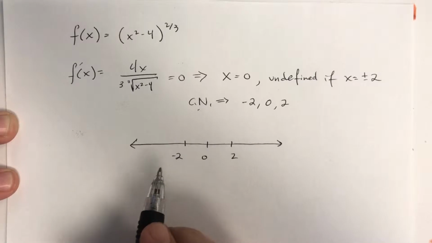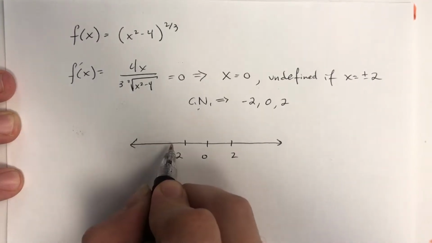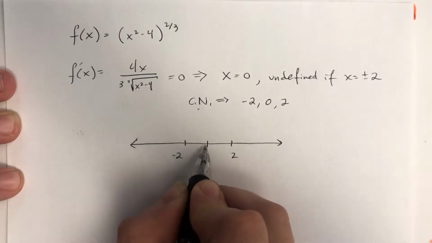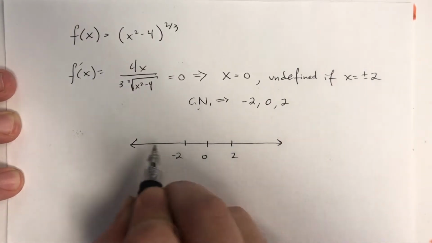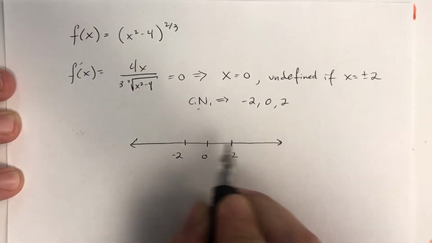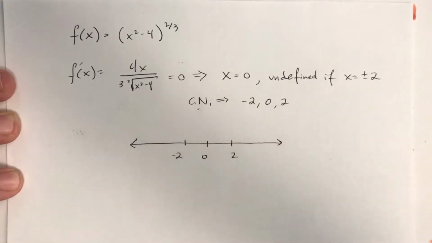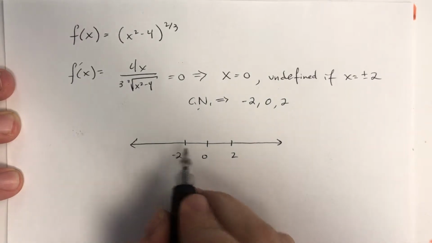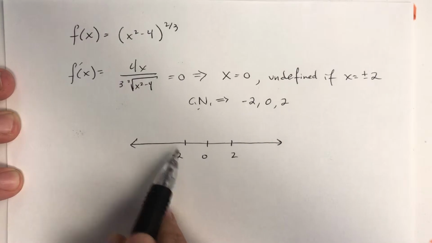We're interested in finding the sign of our derivative for each of these intervals, from -infinity to -2, from -2 to 0, from 0 to 2, and then from 2 to infinity, because the sign of our derivative on each of those intervals is going to tell us whether or not these three values are mins and maxes.